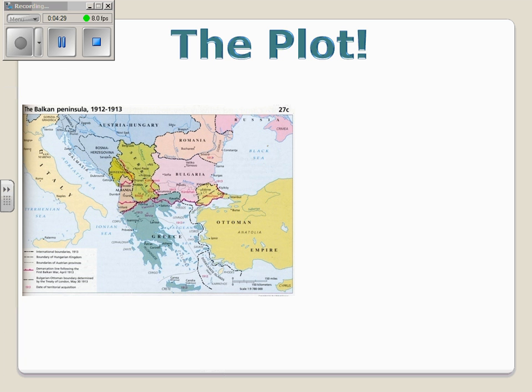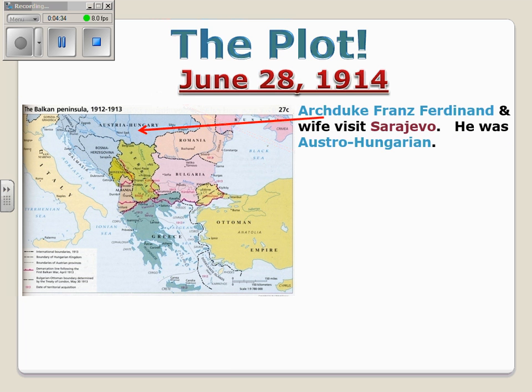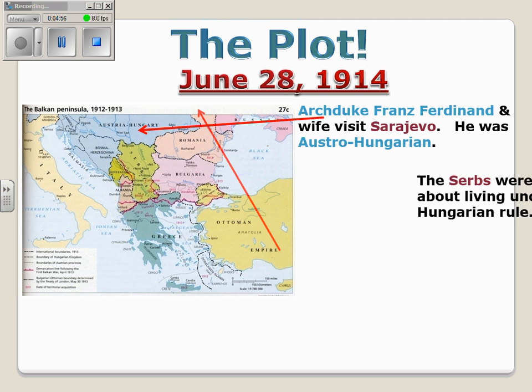So here's the plot. And now we're moving on to number 7 and number 8. It's June 28th, 1914, the day that remarkably changes the 20th century forever. Archduke Franz Ferdinand, an Austrian-Hungarian prince, and his wife are visiting soldiers in Sarajevo. Sarajevo is in the heart of Bosnia.